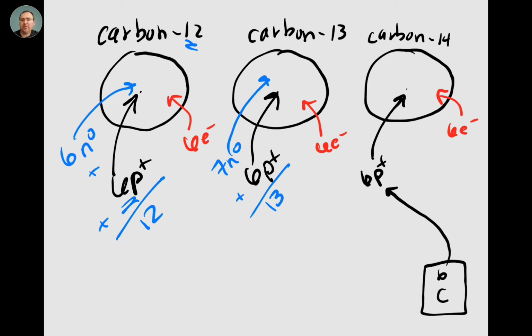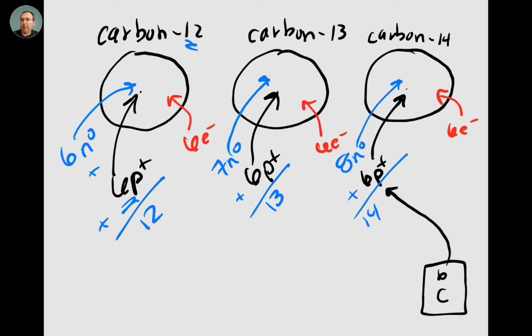Notice in all these situations, we're not including electrons. Protons and electrons would determine charge. So in carbon 14, what we see here is we're going to have now 8 neutrons added to our 6 protons, and we're going to get a mass number of 14.